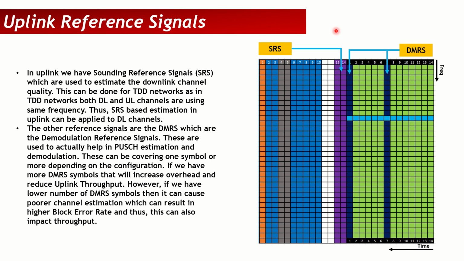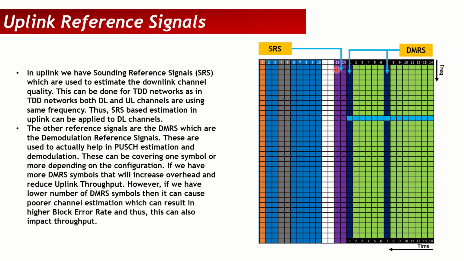The other one is the DMRS. DMRS are the demodulation reference signals. They are usually spread over the whole bandwidth, and they are used for demodulation-based estimation for the PUSCH. They are part of the PUSCH, which means that if there is no uplink data, there will be no PUSCH, and then there will be no DMRS as well.